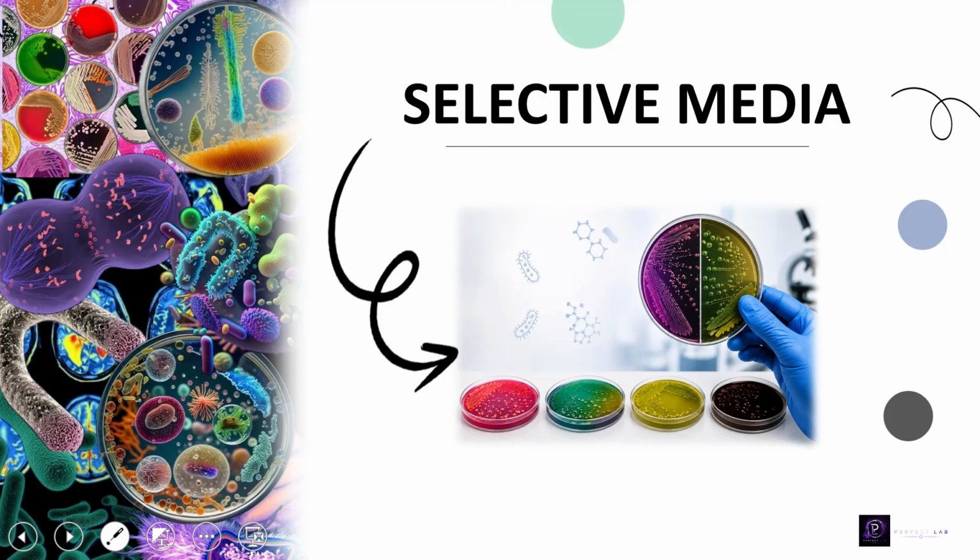In today's video, we are going to learn about selective media, which are culture media designed to allow the growth of certain microorganisms whilst inhibiting others. So in this video, we will discuss what selective media are, how they work, their components, and some common examples used in the laboratory. So let's get started.